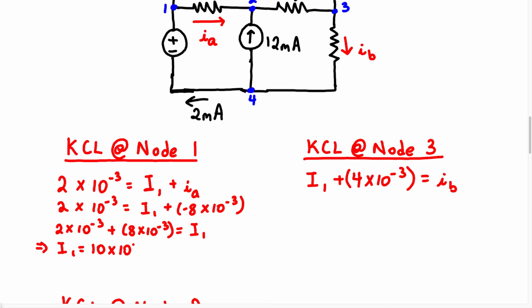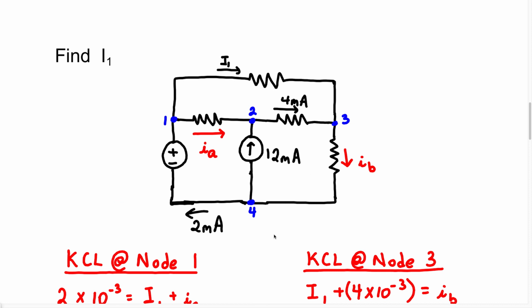equals 10 times 10 to the minus 3 amps, or you can write it as I1 equals 10 milliamps. So this is going to be our answer for this problem. I1 in this particular circuit is going to equal 10 milliamps. So this is how you solve any problem dealing with Kirchhoff's current law. In the other videos, we're going to talk more and do more examples with circuits dealing with Kirchhoff's current law.